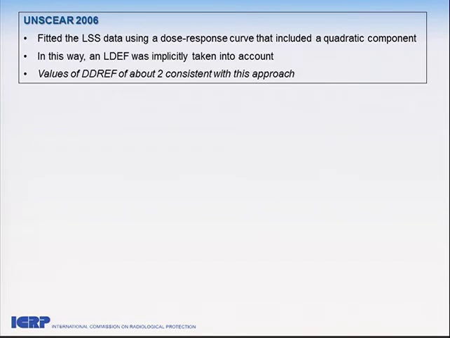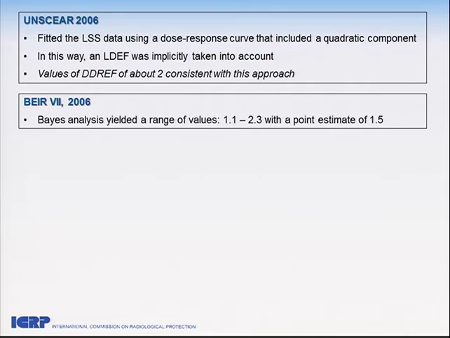Now, about 10 years ago, UNSCEAR 2006 introduced a new approach. They did not apply a reduction factor whatsoever, but they used the information of the whole dose range available from the lifespan study data. In this way, because they followed the shape of the dose response curve down to lower doses, they implicitly took into account the LDEF, the low dose effectiveness factor, and they said, okay, this approach is consistent with the application of a DDREF when extrapolating from high doses and dose rates to lower doses and lower dose rates.